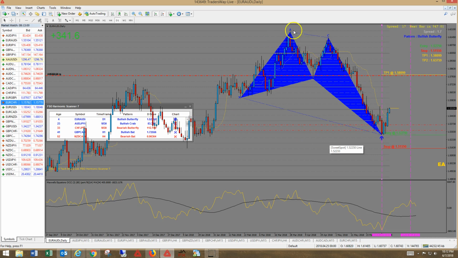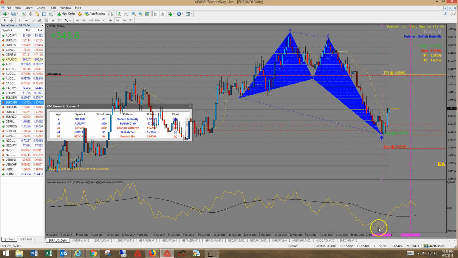So for those of you that are out there looking for a harmonic scanner, this is a great tool, especially if you're a new trader and you want to learn harmonics. This will be a good starting point for you. Even if you're an experienced trader and you want to add harmonics to your skill set, or improve your harmonics, this could be a good aiding tool to help you do that as well.